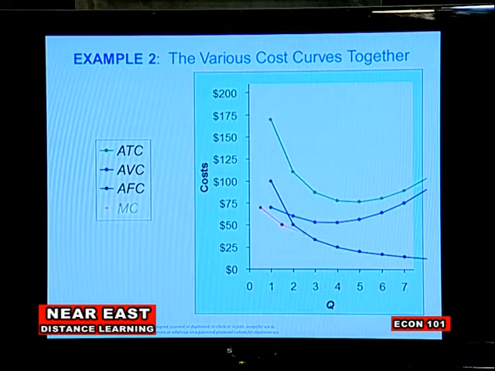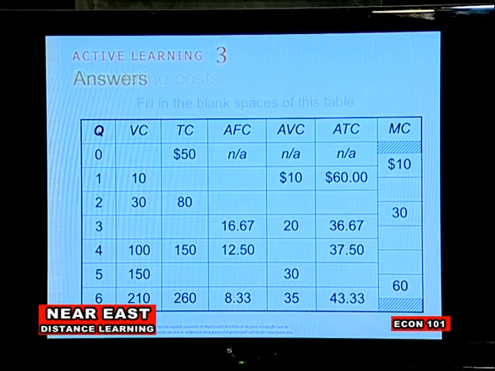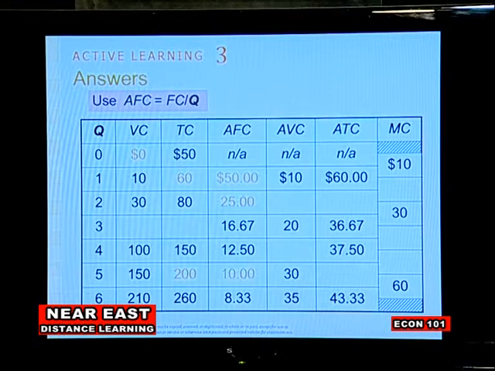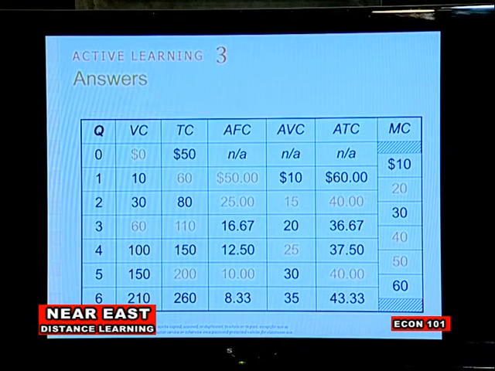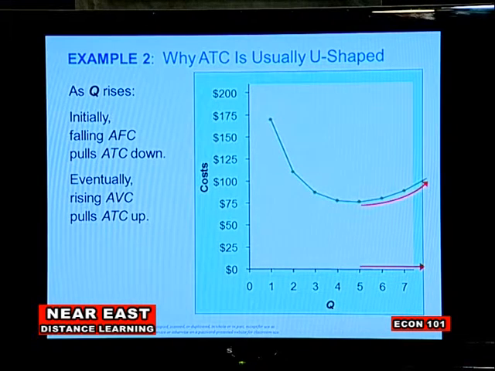And the various cost curves together, as you see: the dark blue is average fixed cost, the light blue is average variable cost, the green, which is at the top, is the average total cost curve, and the red line, which crosses the average total cost at the minimum point, we call marginal cost. So here, in active learning 3, you are going to use the cost formulas to calculate. Why is average total cost usually U-shaped?